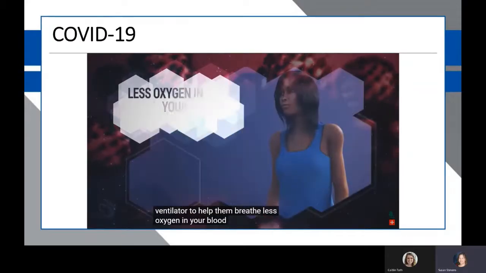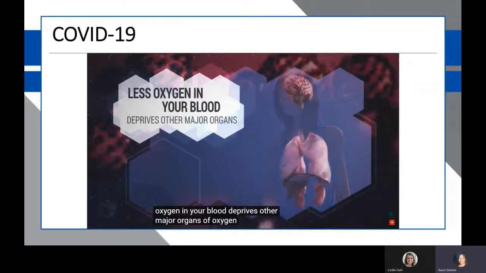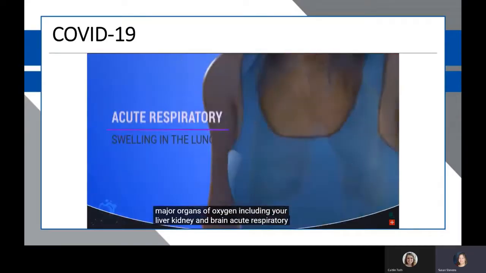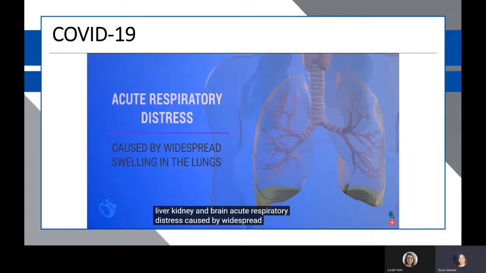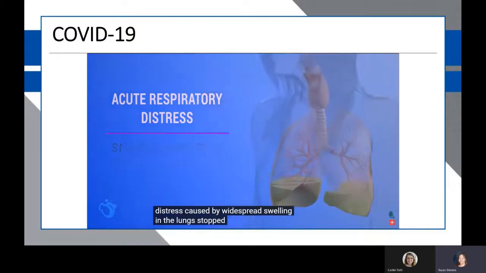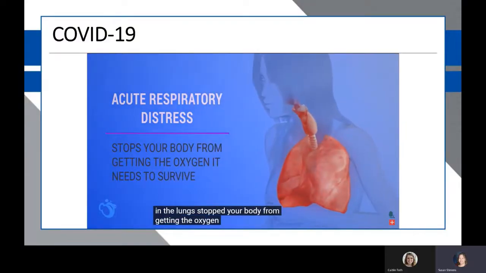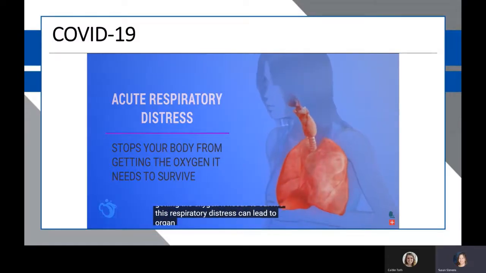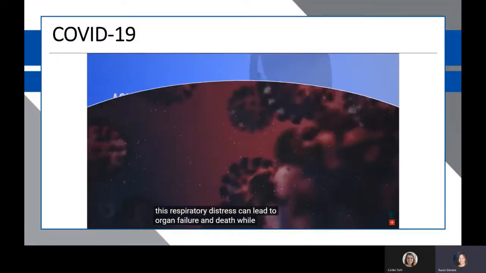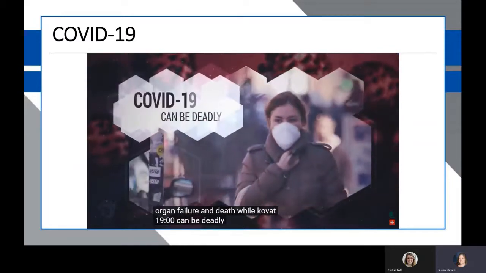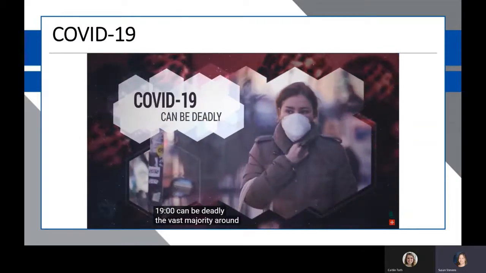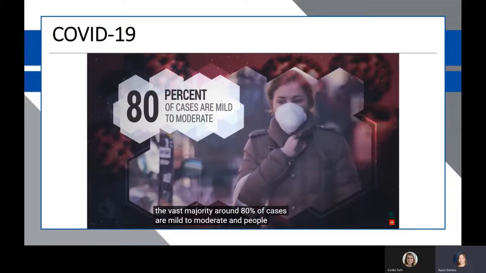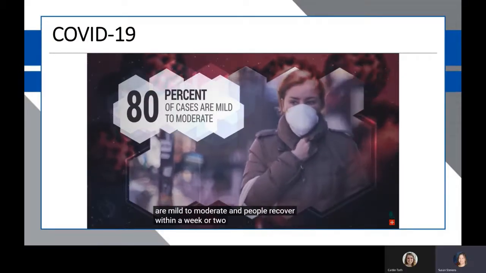Less oxygen in your blood deprives other major organs of oxygen, including your liver, kidney, and brain. Acute respiratory distress caused by widespread swelling in the lungs stops your body from getting the oxygen it needs to survive. This respiratory distress can lead to organ failure and death. While COVID-19 can be deadly, the vast majority, around 80% of cases, are mild to moderate, and people recover within a week or two.